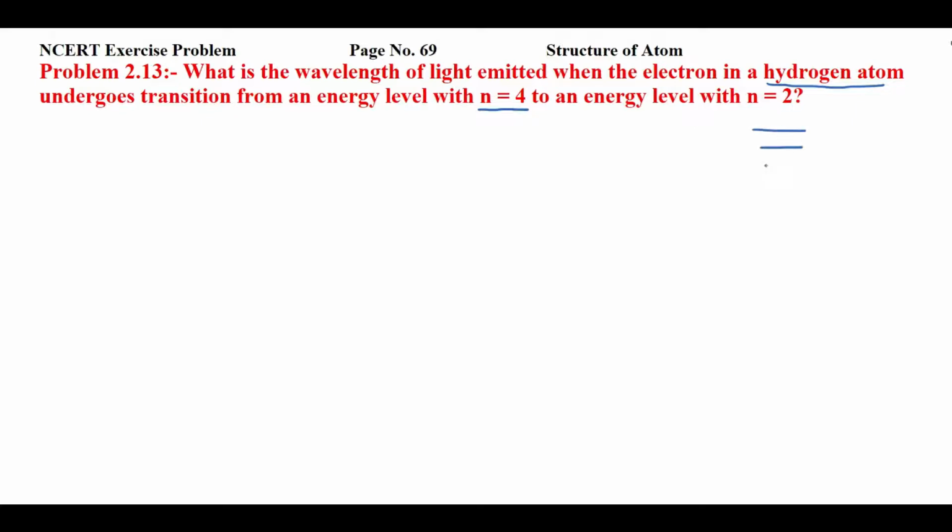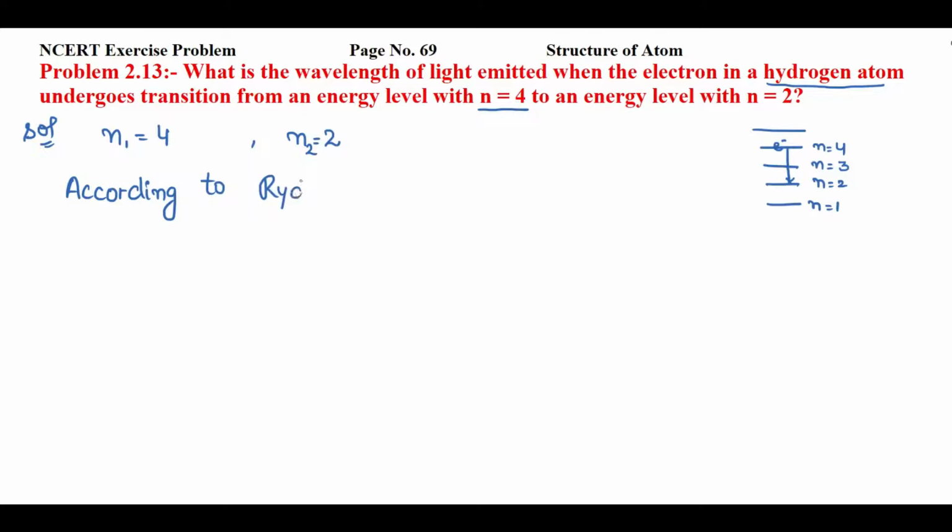That means we are having 4 orbits, and definitely this electron is present in orbit 4 and it is showing emission spectra from n equal to 4 to n equal to 2. That means in this case n1 equal to 4 and n2 equal to 2, right? And we have to find the value of wavelength. So for this we'll use the Rydberg equation.